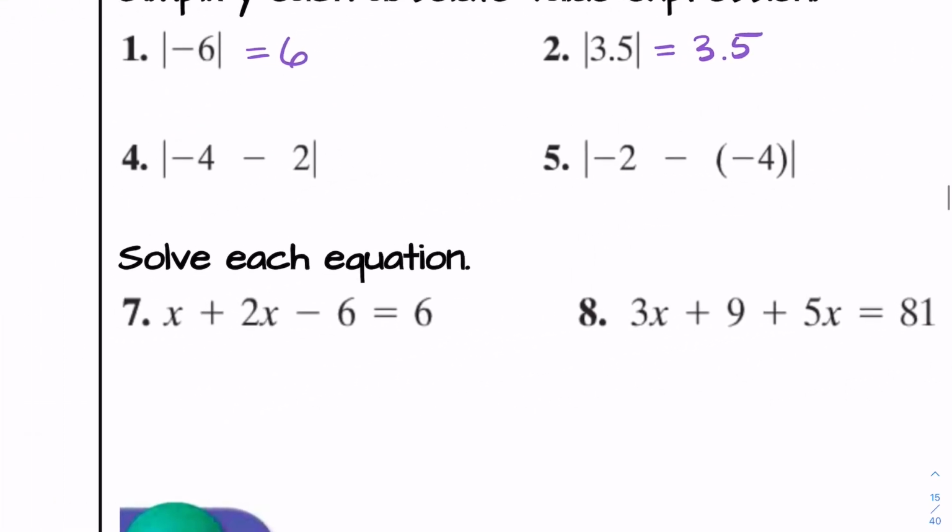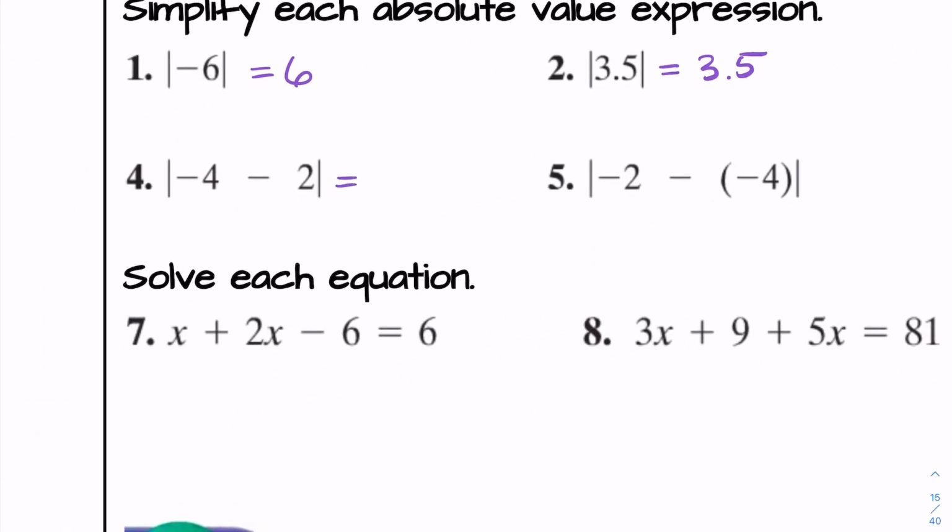All right, negative 4 minus 2 is actually negative 6. That's why it's important to combine them first, because if you start making them positive and changing what they are, you're not going to get the right result. And then the absolute value is 6.